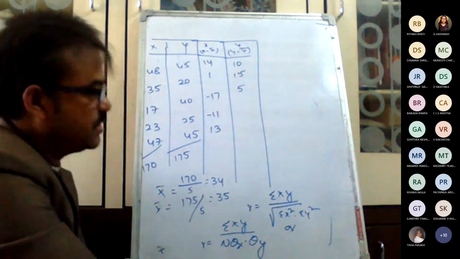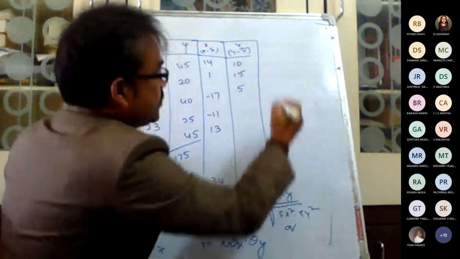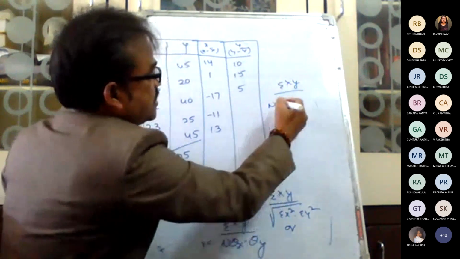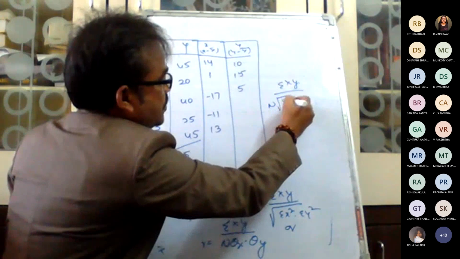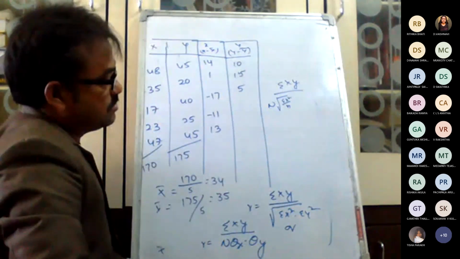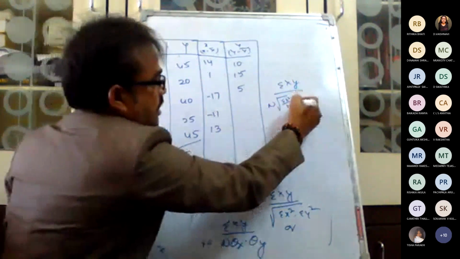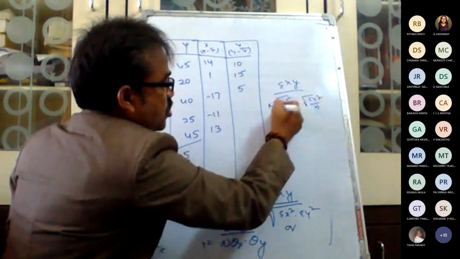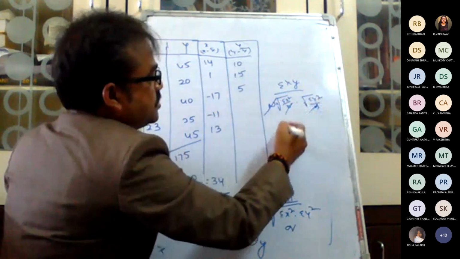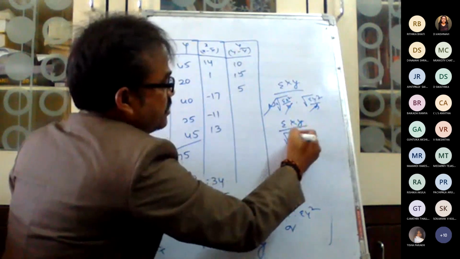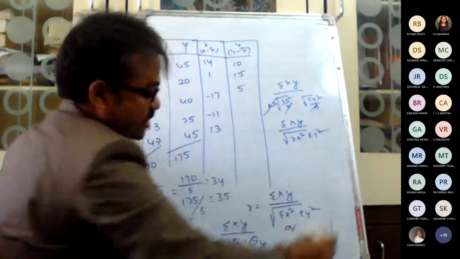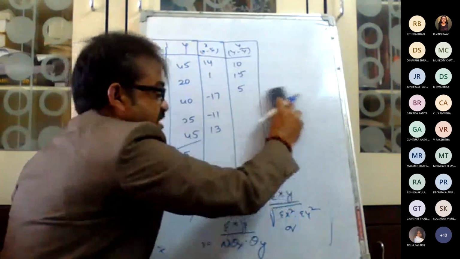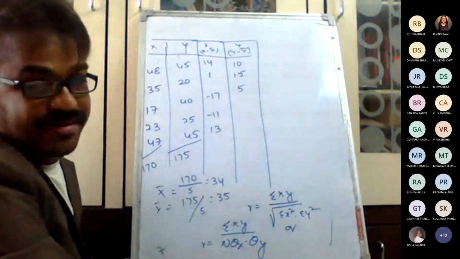Yes, sir. See, for example, I will write this one. Sigma xy, n, standard deviation of x means root of sigma x square divided by n, and sigma y square divided by n. This n belongs to both, therefore this will be cancelled. So sigma xy divided by root of sigma x square into sigma y square. Don't confuse all these things. We don't have any derivation for the formulas. Okay?